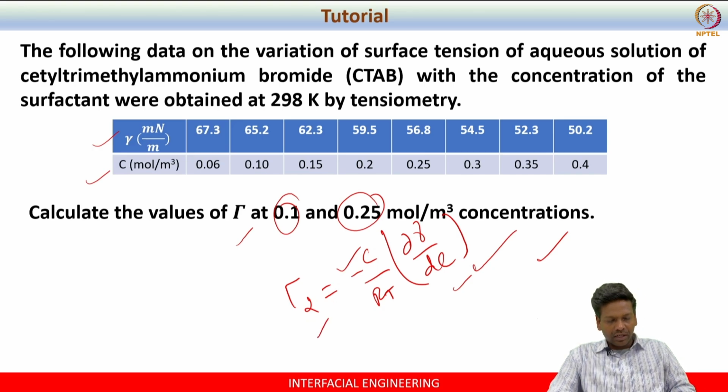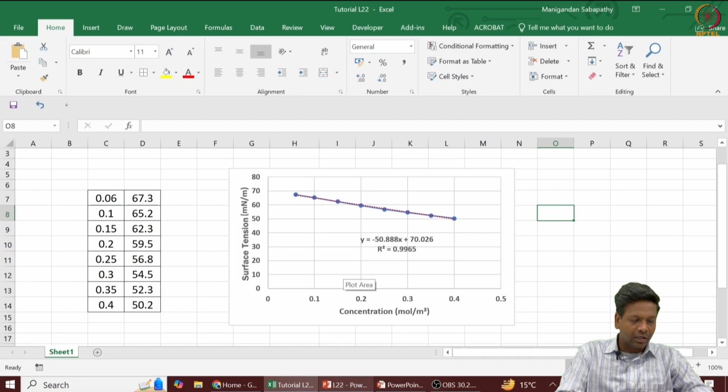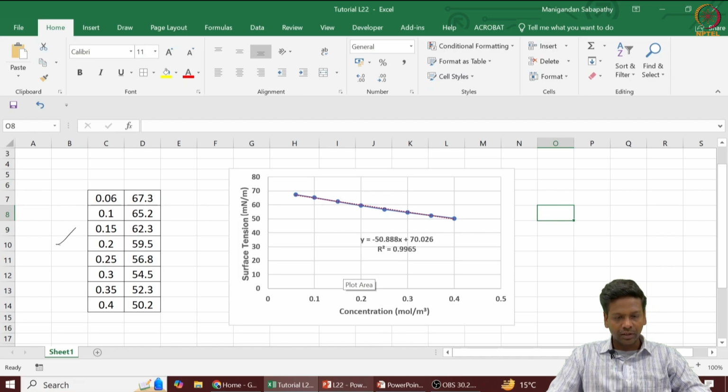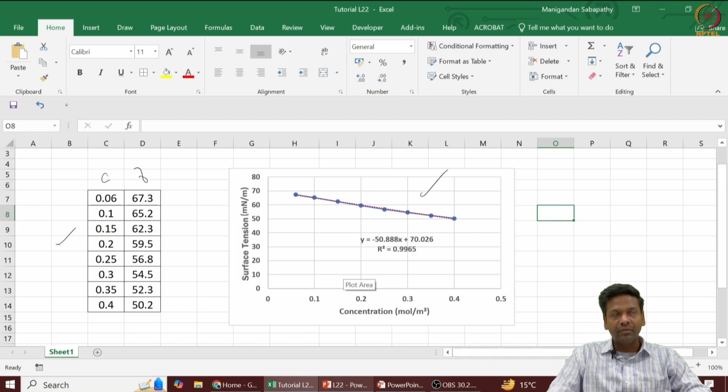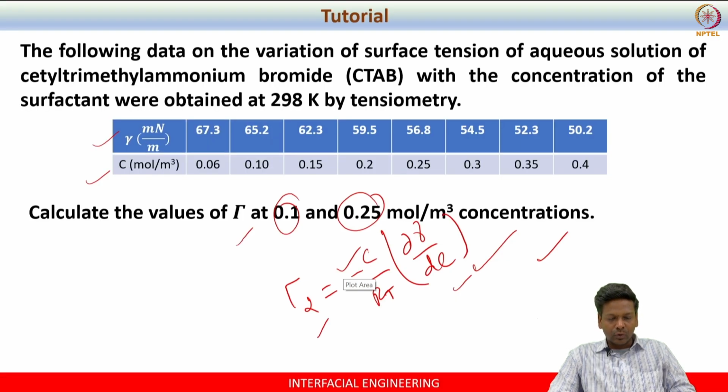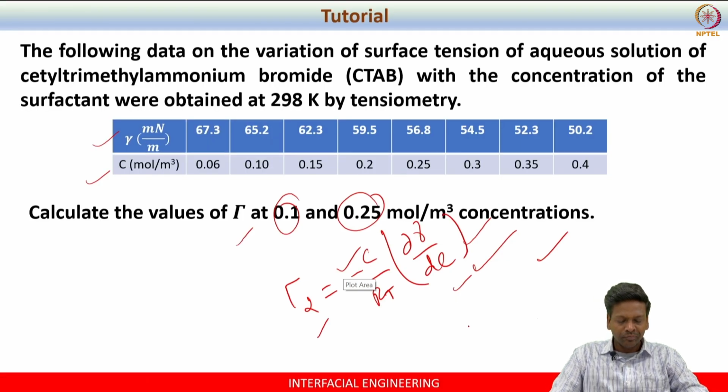When you know d gamma by dC at a different concentration C, you can calculate the surface excess. For that, here you can see this Excel file. This is the data that we have, C versus gamma data. When you plot this data, you get a straight line with negative slope. When you get a straight line with negative slope, it will be a positive surface excess. Here the slope is minus 50, which is nothing but d gamma by dC.